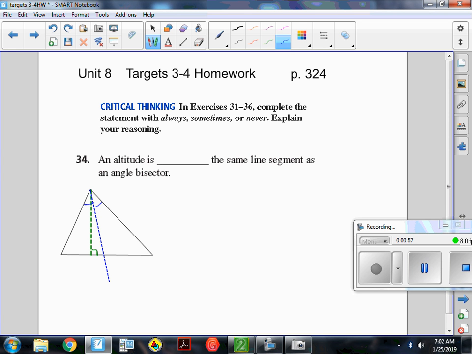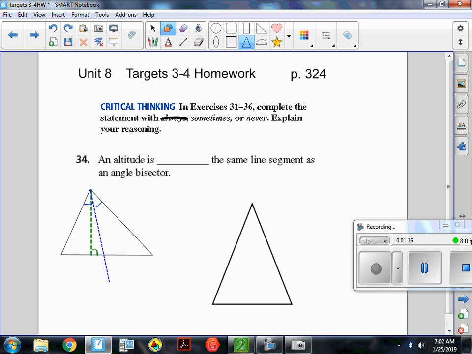One of the things we know about an angle bisector is that it doesn't have to intersect the other side at a right angle. So it's definitely not always. The question is, can it happen sometimes? Well, let's go back to our isosceles triangle, because that's usually where this stuff happens.